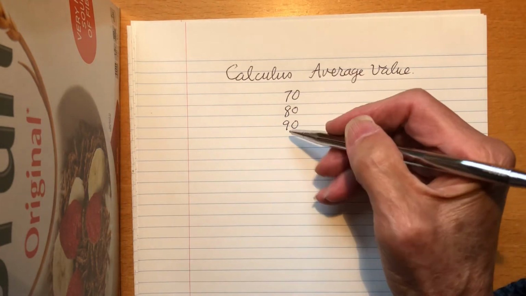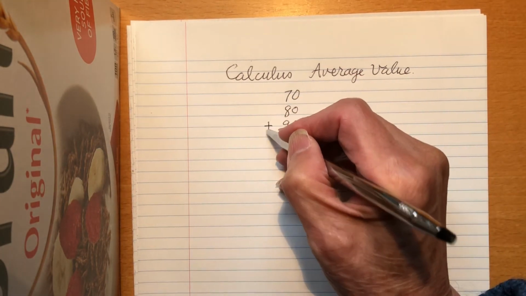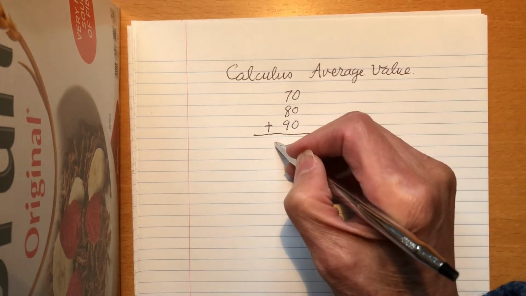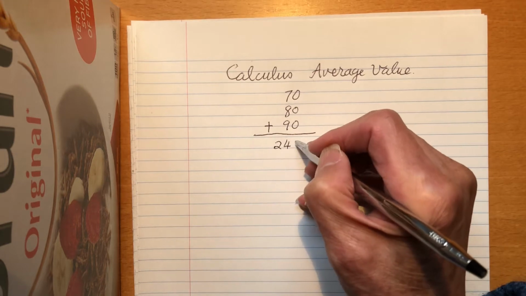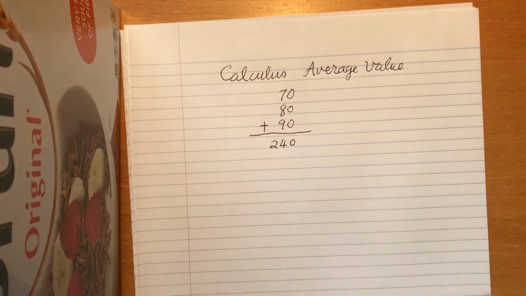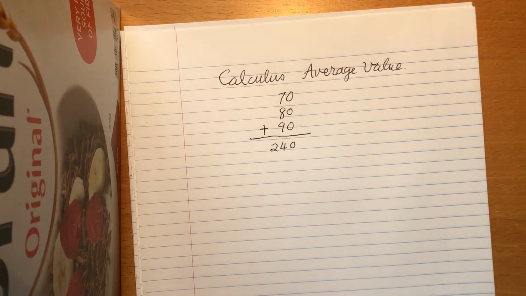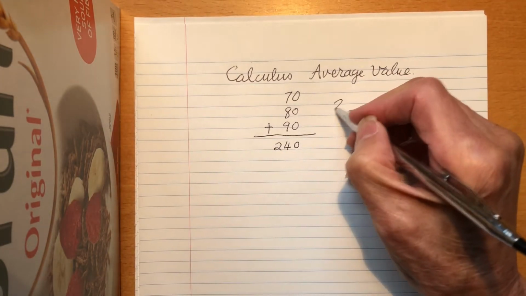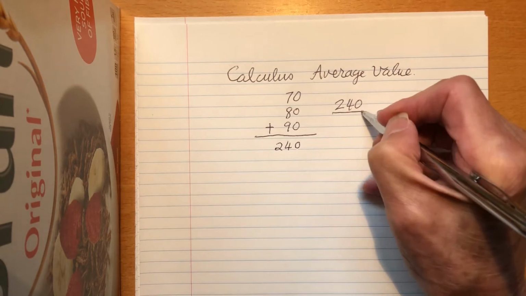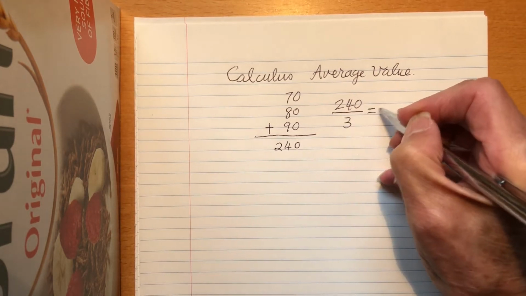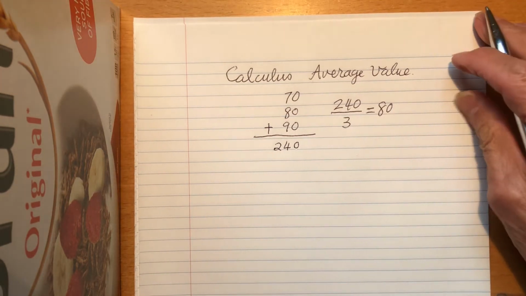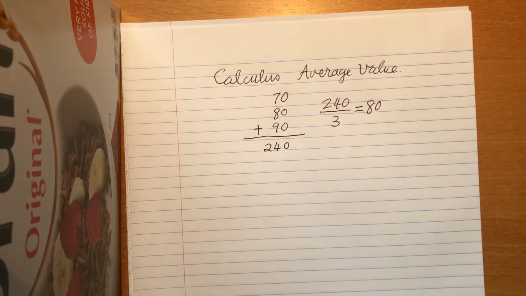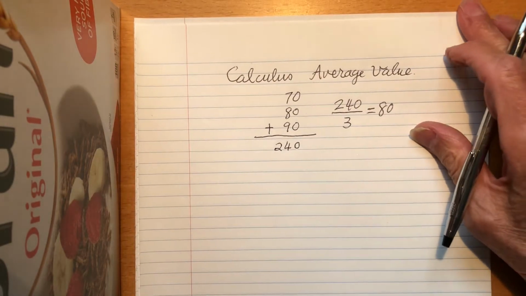All right, you add the 3 numbers. So you add these 70, 80, 90, it's 240. And you want the average. You have 3 tests, so you divide this number by 3. 240 divided by 3, you have 80. So your average grade is 80. So this is very easy to understand.